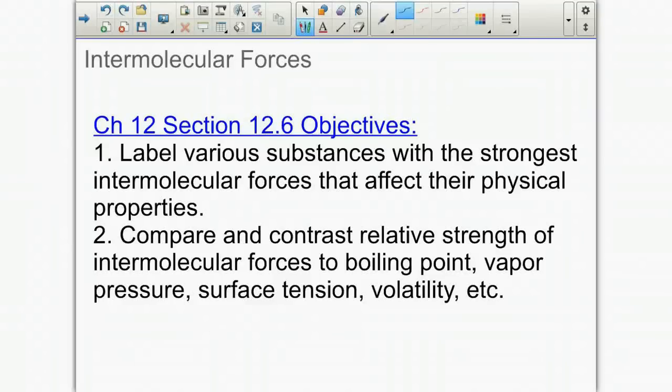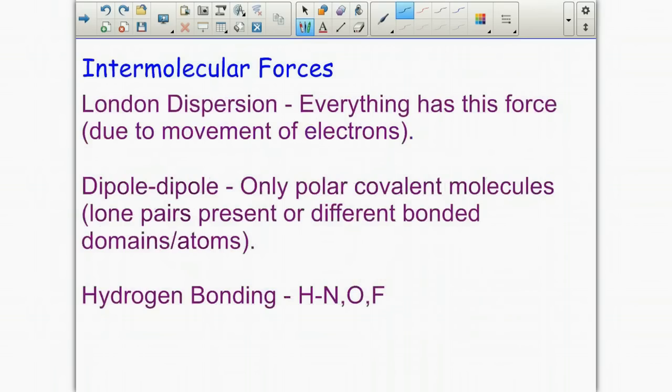Chapter 12, Section 12.6. We're going to label various substances with the strongest intermolecular forces that may affect their physical properties. We're going to compare and contrast relative strength of intermolecular forces to boiling point, vapor pressure, surface tension, volatility, etc. So you need to know what are the main types of intermolecular forces, and these are specifically with covalent compounds only.